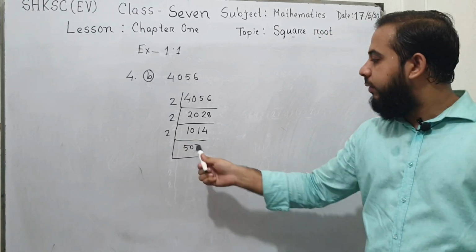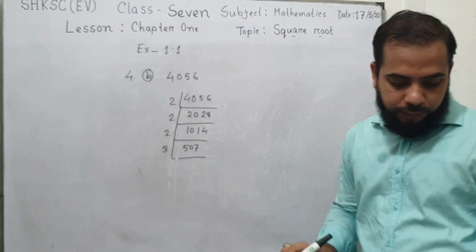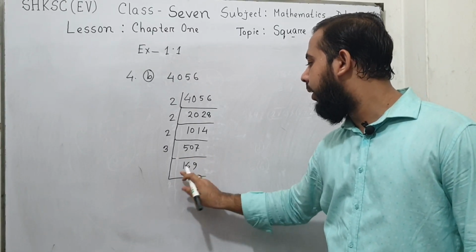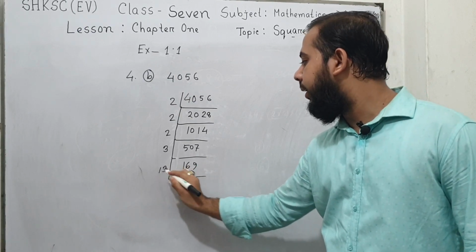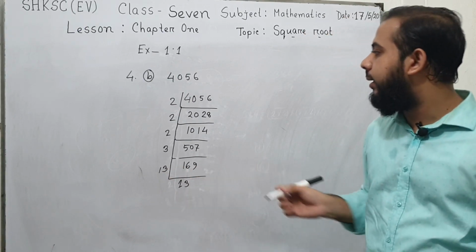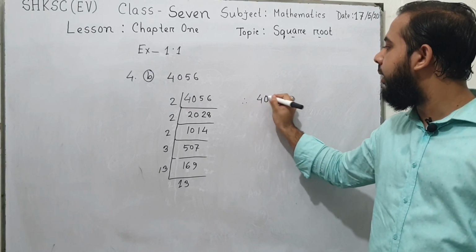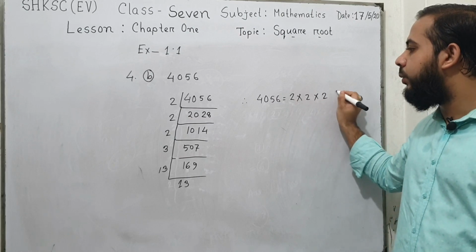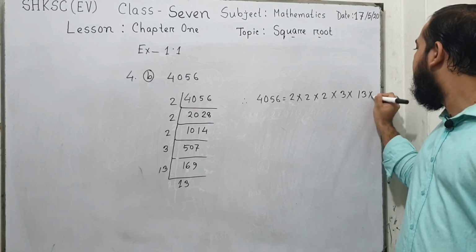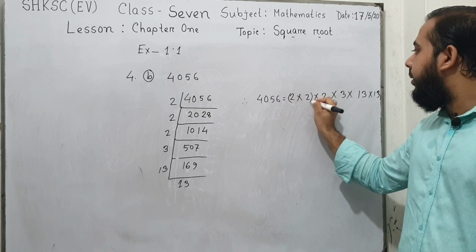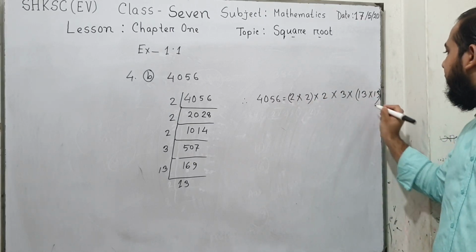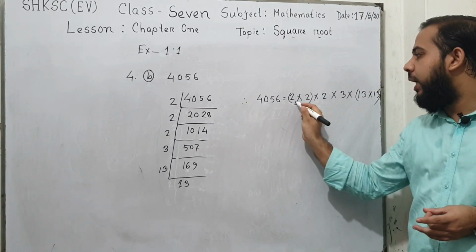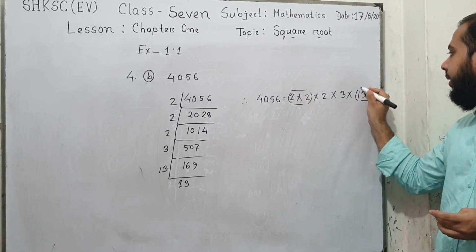Now if we divide this number by 3, we will get 169. Now finally, if we divide it by 13, we will get 13. So now make pairs. If we write the multiples of prime numbers, we will get 2 times 2 times 2 times 3 times 13 times 13. Now make pairs. We will get this pair and this pair. So look here, we get only 2 pairs of the same numbers: 2 times 2 is one pair, and the second pair is 13 times 13.